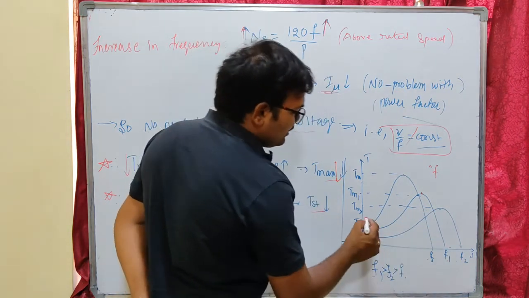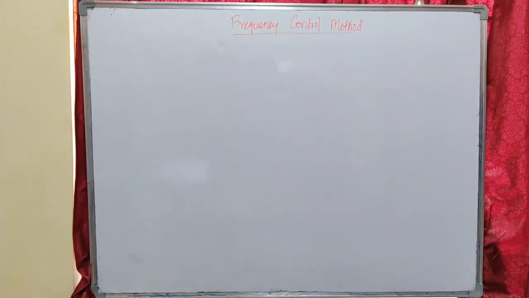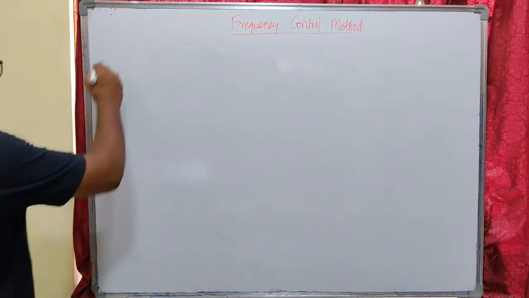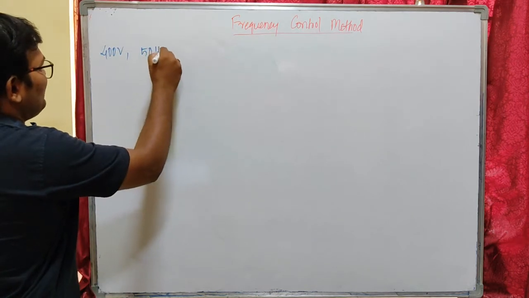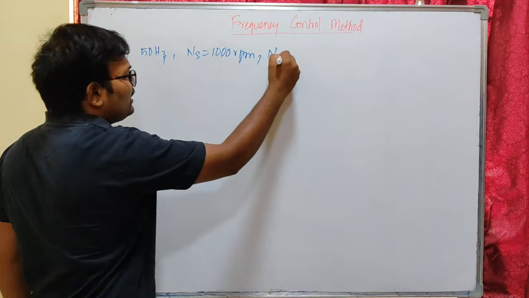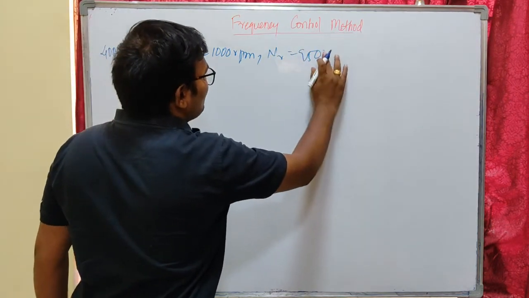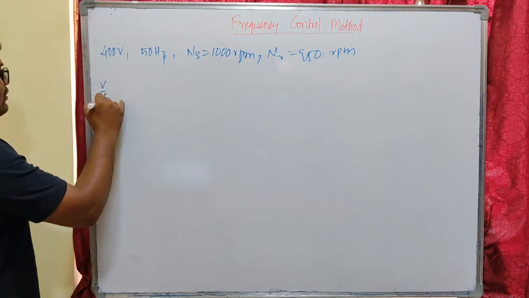Okay, now you can see for a low torque, let me take a problem for V by F equal to constant. Okay, so I am going to take a 400 volts, 50 Hz supply, which has synchronous speed as 1000 rpm and running speed NR as 950 rpm. Now I am going to change the voltage and frequency such that V by F equal to constant.